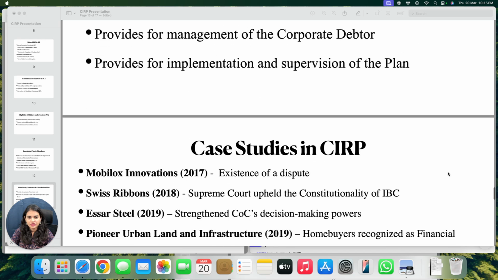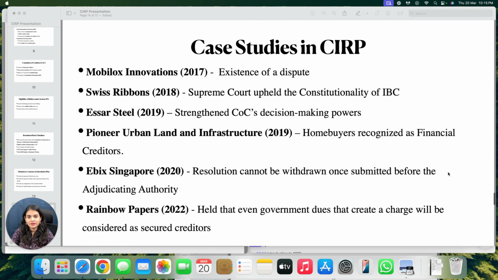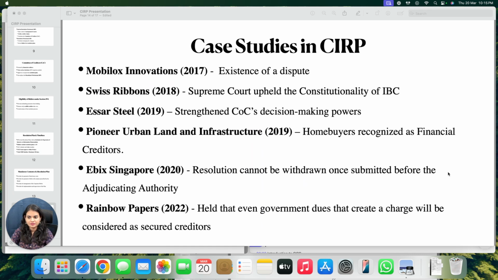So let us understand. Then let us look at various case studies. So let us look at the first one, Mobilox Innovations versus Kirusa Software. All of these cases are by the Supreme Court itself, and these are the landmark judgments that have laid down the foundations of IBC and the interpretation that came from it.